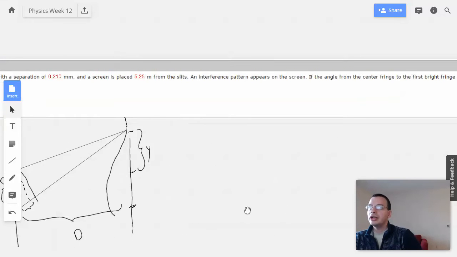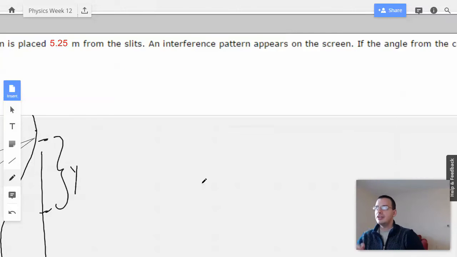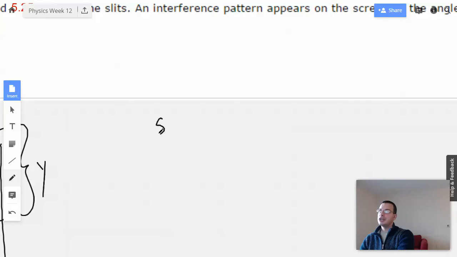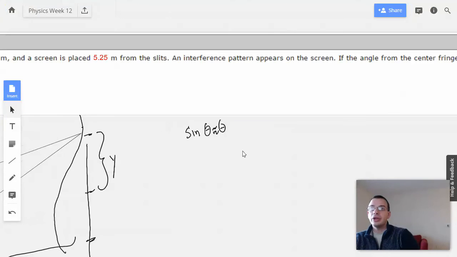The small angle approximation is something you've probably seen a few times already in life, where they say sine of theta equals theta. Kind of, sort of. Well, that's the small angle approximation.